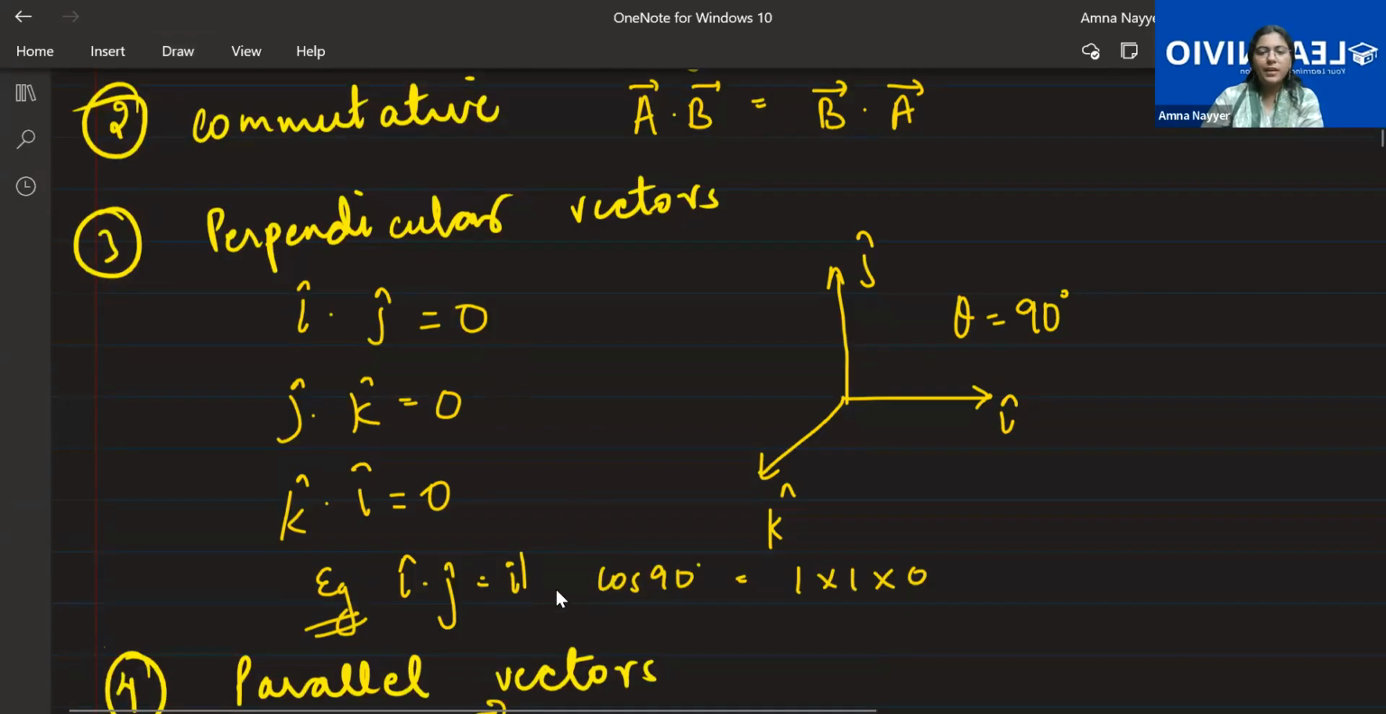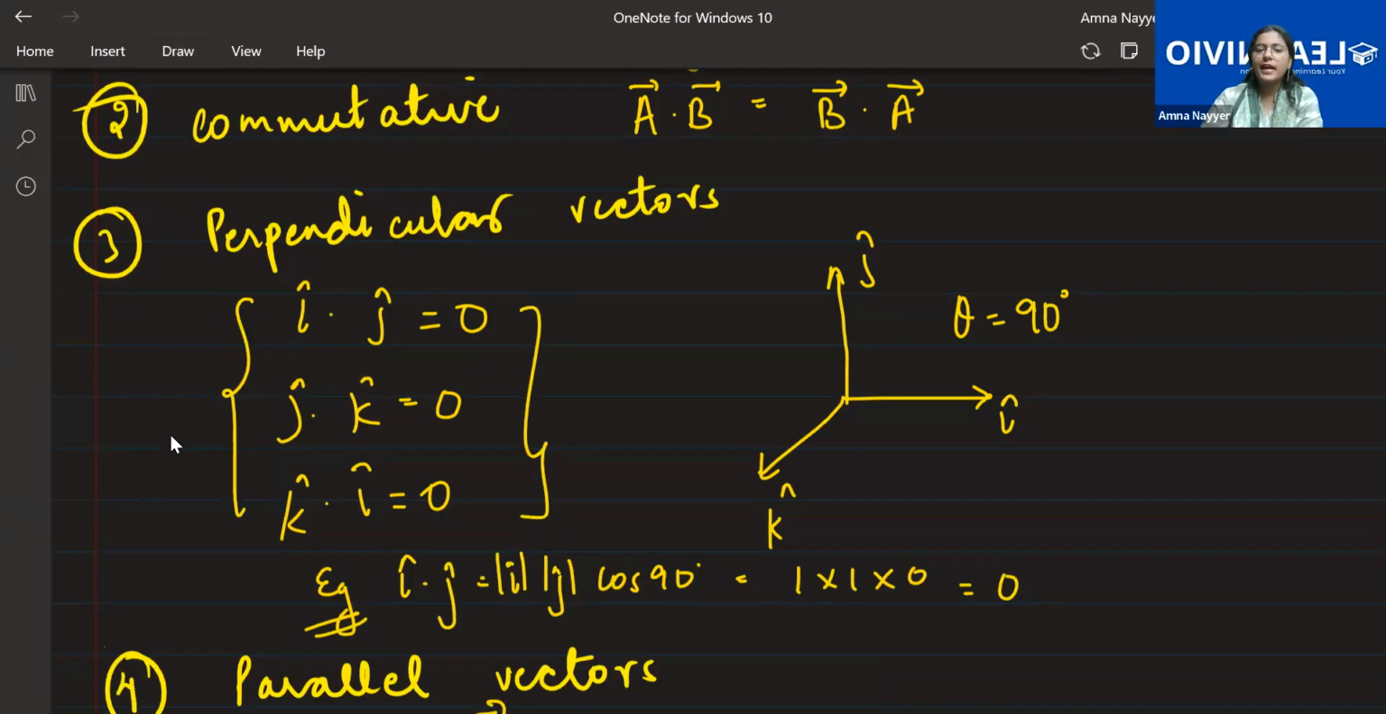So i cap's magnitude, j cap's magnitude, cos 90. So the answer will be straight away 0. That's why for all these perpendicular vectors, i cap dot j cap, j cap dot k cap, k cap dot i cap, they are always at 90 degrees to each other. So the answer is always 0. Is this point clear? Why it is 0? Yes, ma'am, clear.